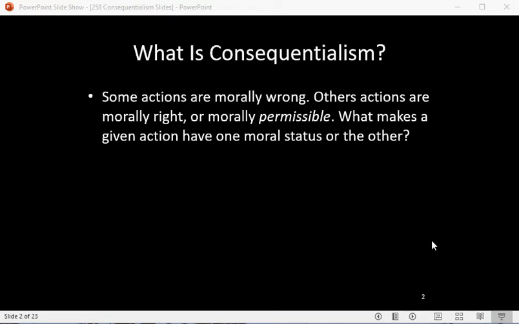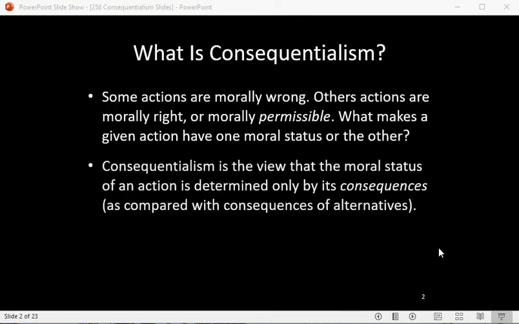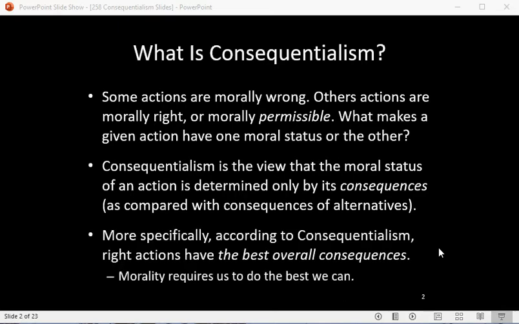A moral status might be something like right or wrong, morally right, morally wrong. According to consequentialism, the moral status of an action is determined only by its consequences. And we're going to contrast this next time with other perspectives according to which things besides consequences matter. So according to consequentialism, right actions have the best overall consequences. And this stems from a pretty compelling intuition that morality requires us to do the best that we can.